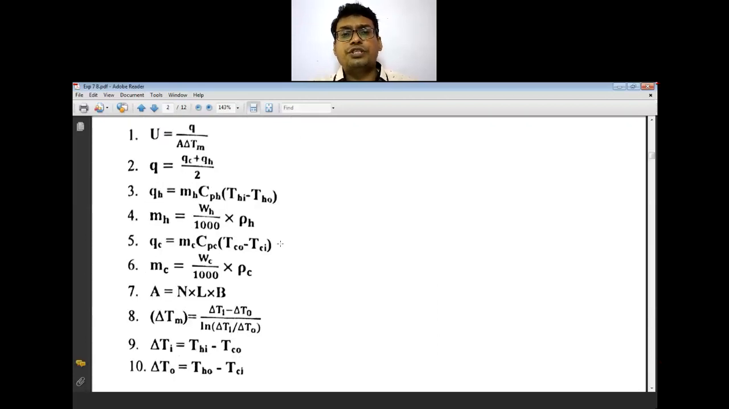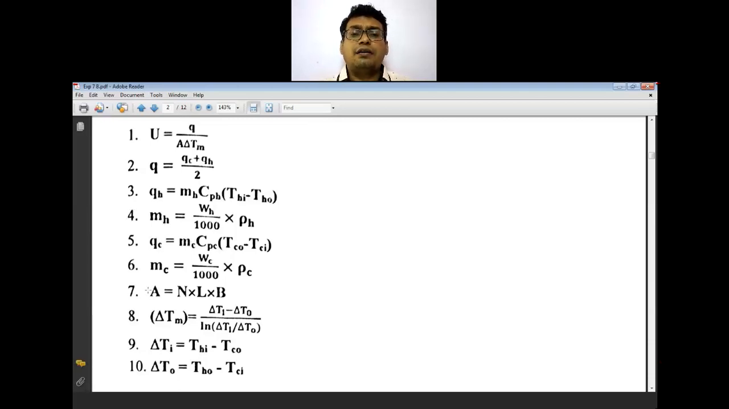Here you are going to calculate the overall heat transfer coefficient. First is QH, which is equal to mCp into delta T H. Similarly, QC is mCp into delta TC. The water flow rate is mentioned in liters per hour, so you can change it to the mass flow rate. So both the mass flow rates, and mCp delta T is nothing but your mass flow rate.